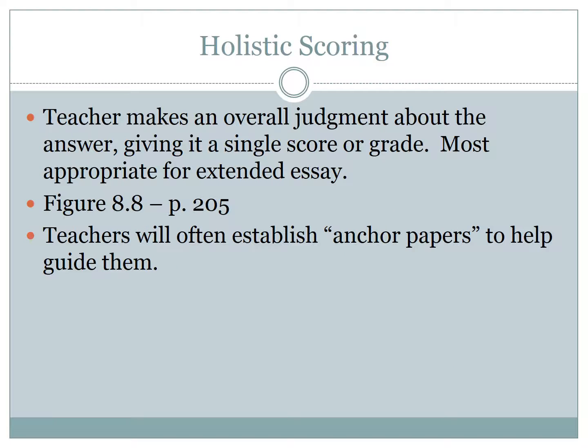Let's talk about holistic scoring and what that means. In holistic scoring, the teacher makes an overall judgment about the essay answer and gives it a single score or grade. This is most appropriate for extended essays. There's a really nice example of a holistic scoring rubric on page 205, figure 8.8. If you want to pause this video and take a look at that, it will refresh your memory.